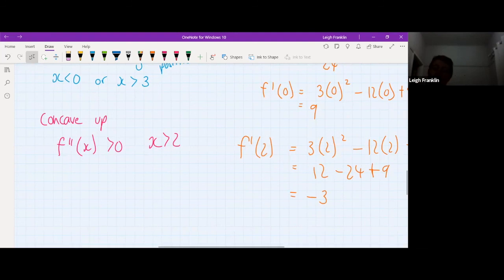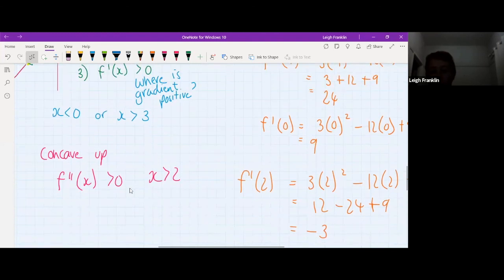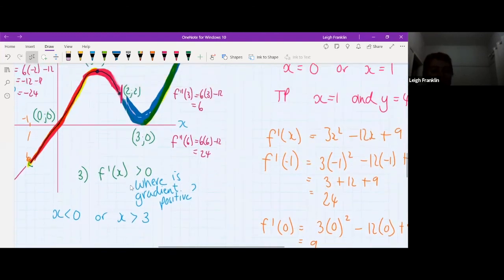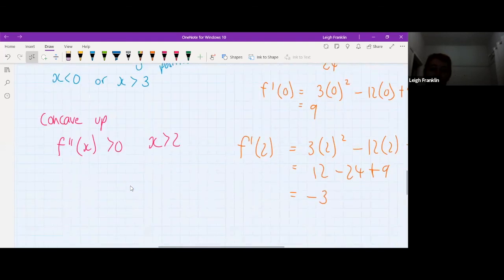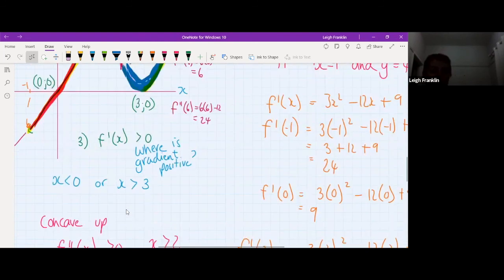Can you see that's what I was trying to say to you earlier, about how concavity can be positive or negative or 0. Gradient can be positive or negative or 0. So the gradient at 2 is -3 when you sub 2 into the first derivative. The gradient at 0 is 9 when you sub 0 into the first derivative. And that's what calculus is all about. It's about how these things are changing.